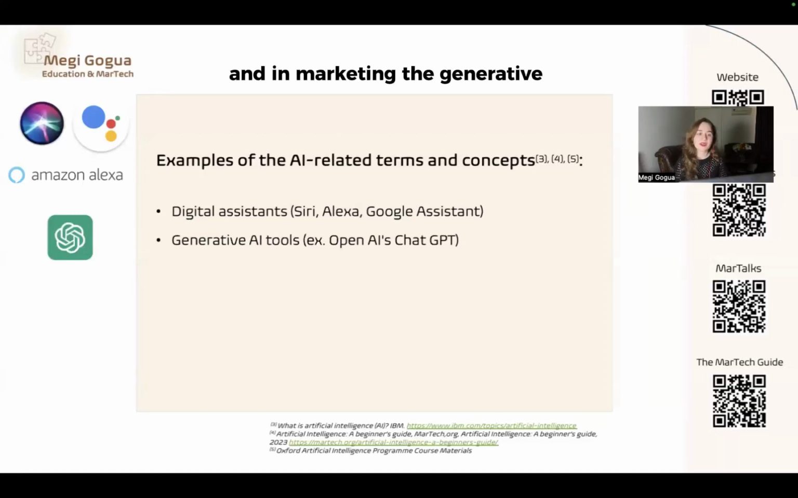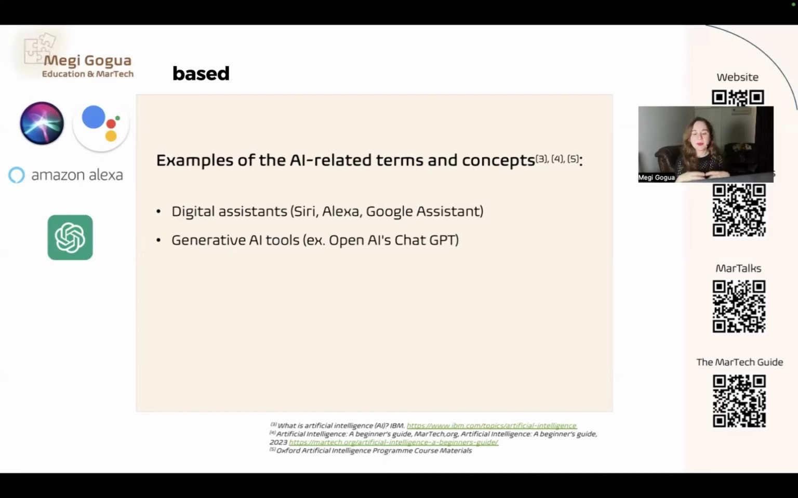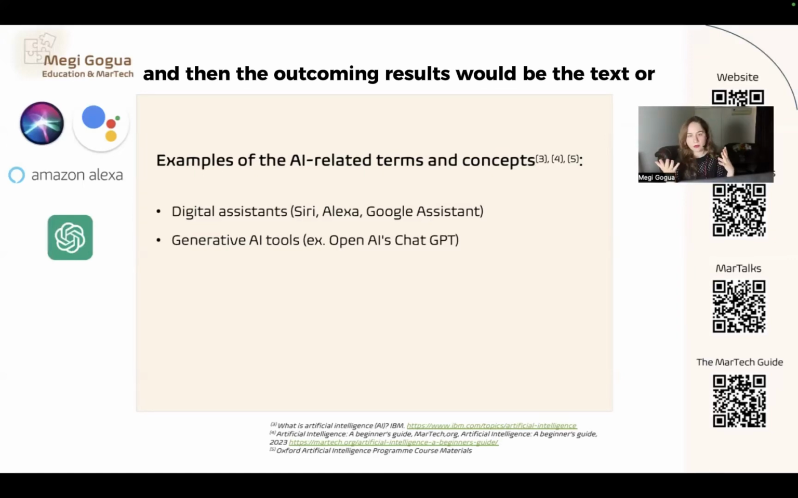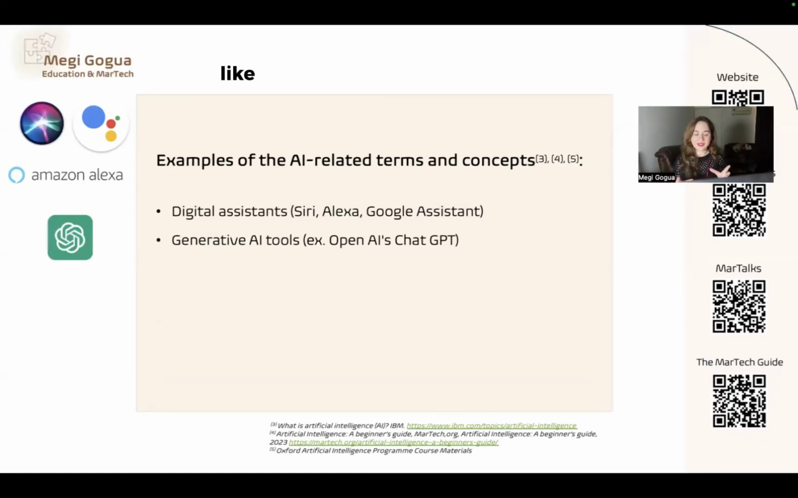And in marketing, generative AI tools are used to create content or to change it in some way, but generally, something is created out of something existing. So it is generated based on the data that is fed to the algorithms and based on the prompts. These prompts are something like a written form of what the user actually wants from the machine, and then the outcome would be text or a digital thing, like an image or video.